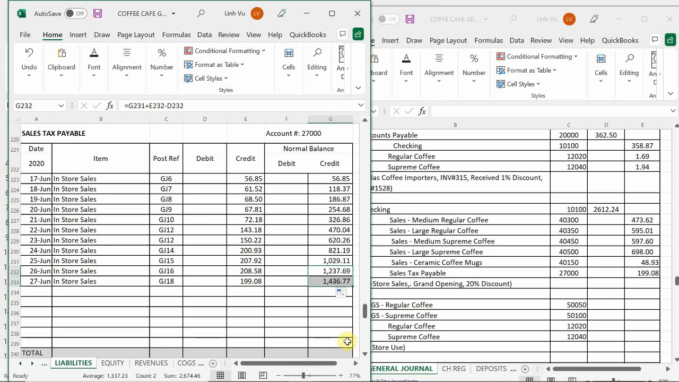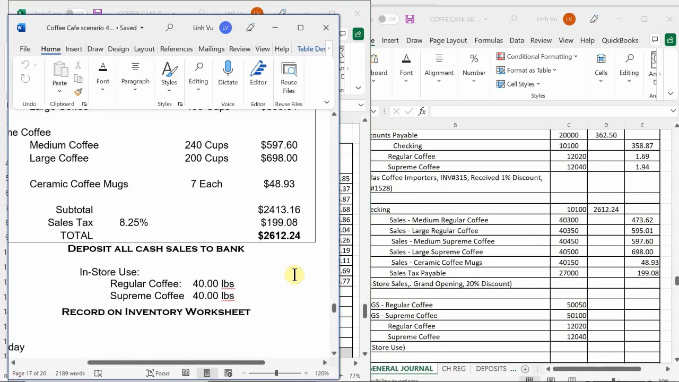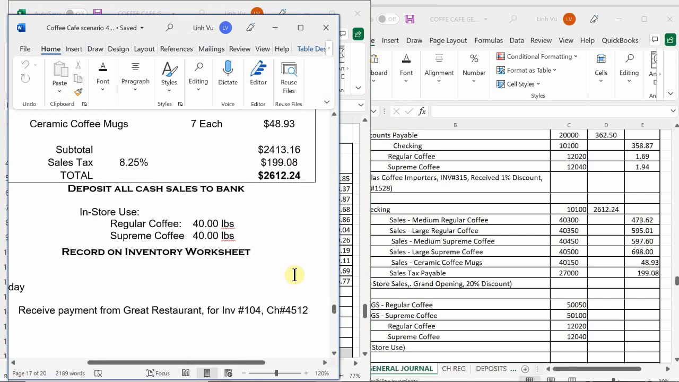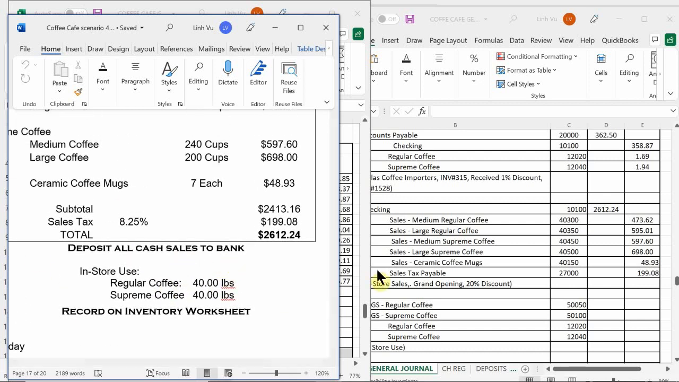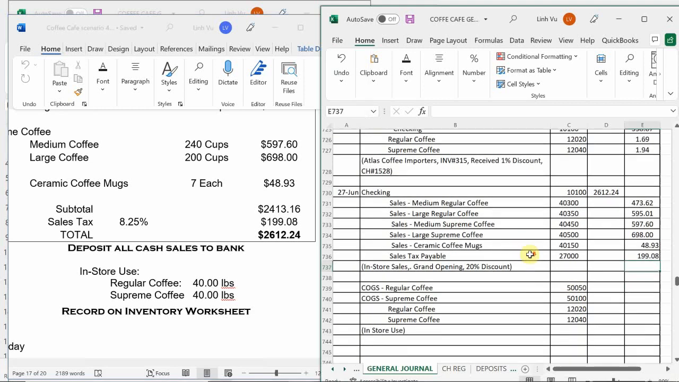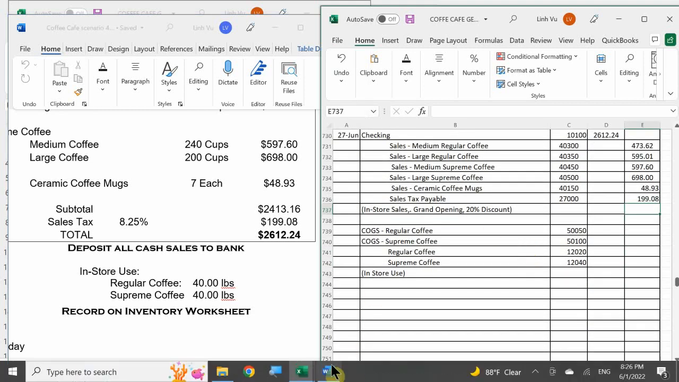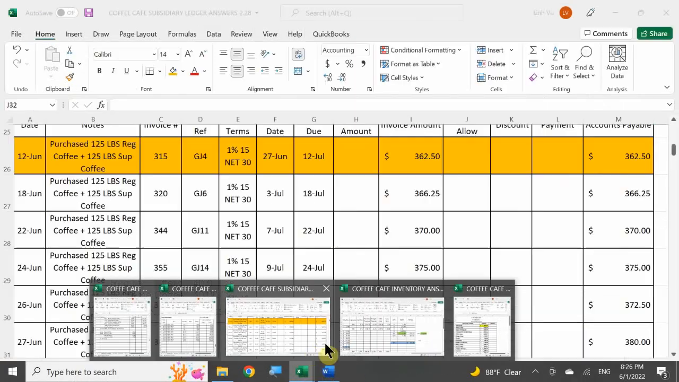All right. Last but not least, I gotta update the inventory, right? So in this case, I used up 40 pounds of the regular coffee and 40 pounds of the Supreme coffee. So definitely significantly less sales today. Okay, I only used 40 pounds of each coffee. So let's go ahead and calculate what those costs are in our inventory worksheet.